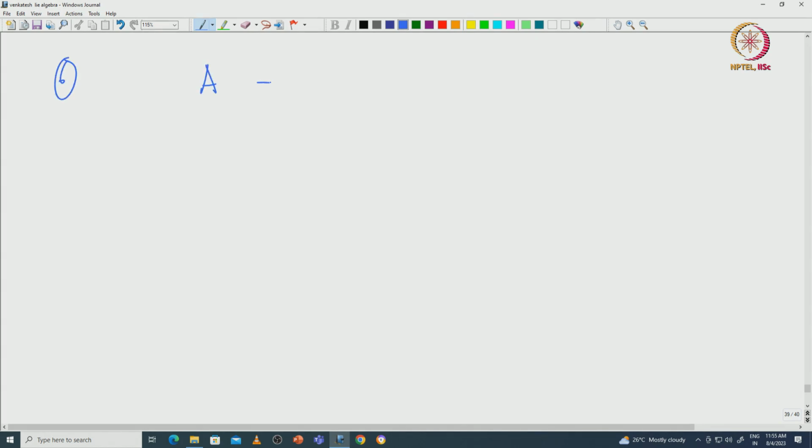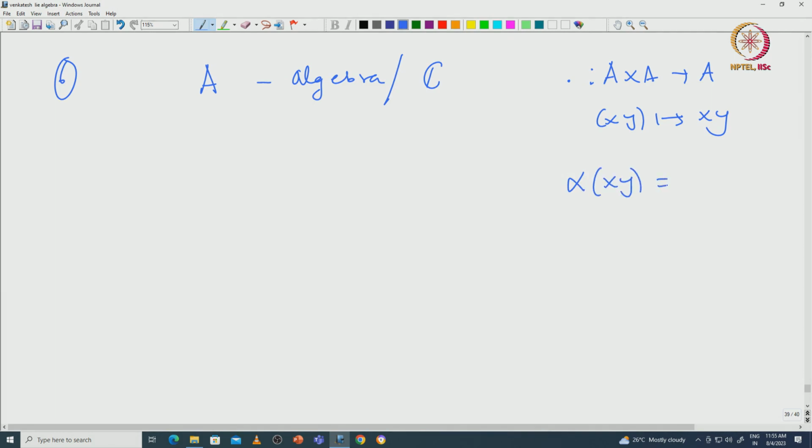You start with an algebra over C. That means we have a product, that is all. We have a product from A cross A to A, often denoted by just xy. Then the compatibility condition should be there between the scalar multiplication and the multiplication. So, it should satisfy this property for all alpha in C, x, y in A.